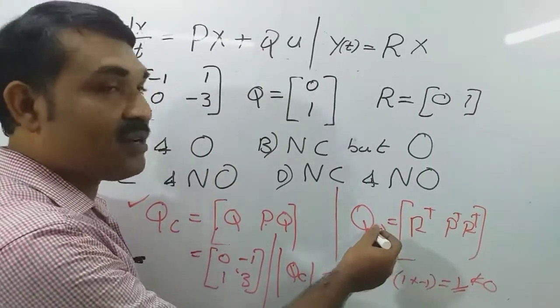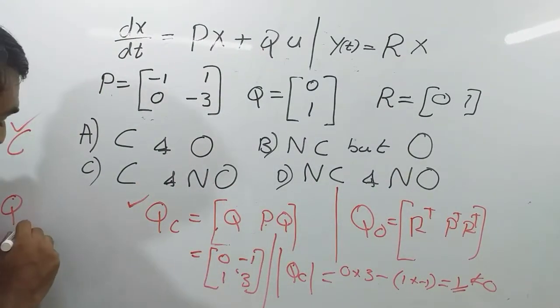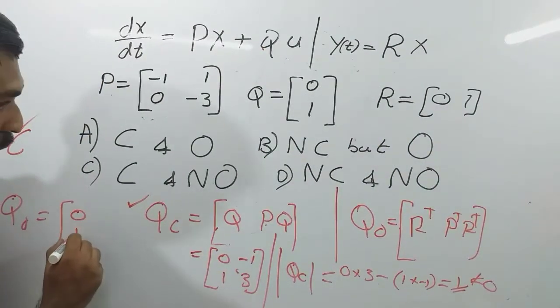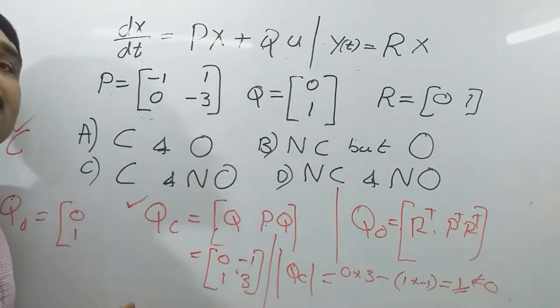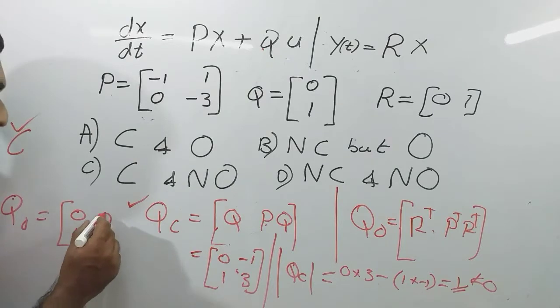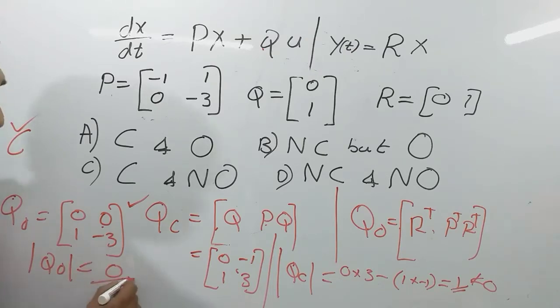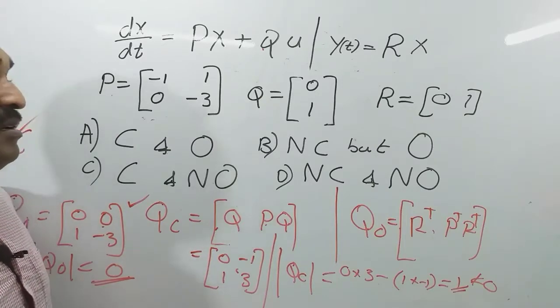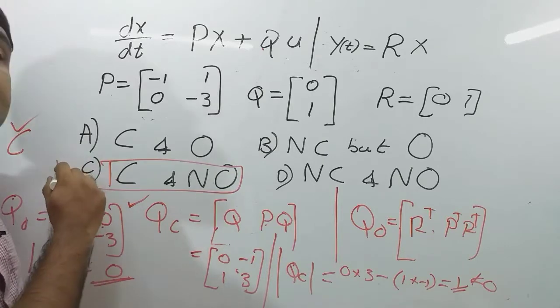Now we can take observability. The observability matrix QO is given as R transpose, that is [0, 1], then P transpose R transpose. We can obtain the value of P transpose R transpose as [0, -3]. So the value of the determinant of QO is equal to 0, so the rank is only 1. So the system is not observable. So the option is controllable but not observable. C is the right option.